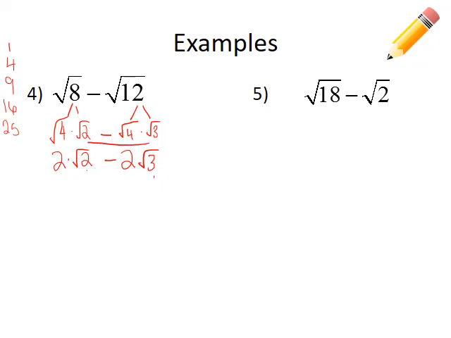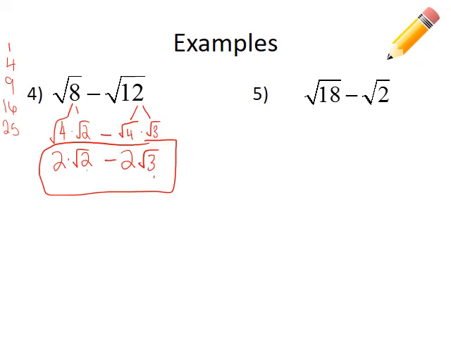So that can't be reduced, but in order to say that the square root of 8 minus the square root of 12 is in the most simplified form, we have to reduce or split the square root of 8 and the square root of 12 separately to say that it's in the most simplified form. So now let's look at the square root of 18 minus the square root of 2.